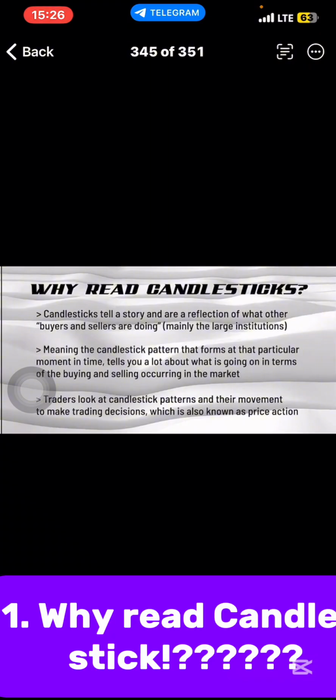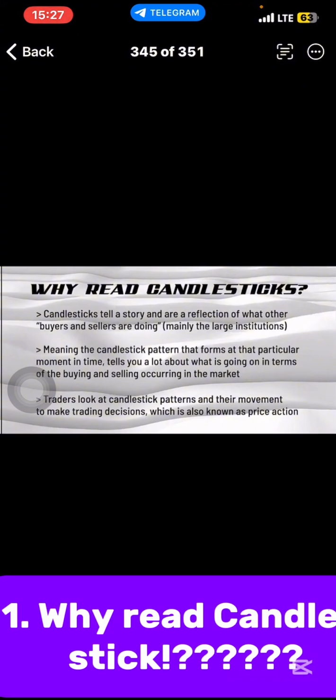So the main reason why you need candlestick is that it gives you a lot of information. For example, it tells you the buying pressure and the selling pressure in the market. It tells you who is in total control of this market. It also tells you who is in partial control of this market. It also tells you who are the likely players to hold this market for a very long time.